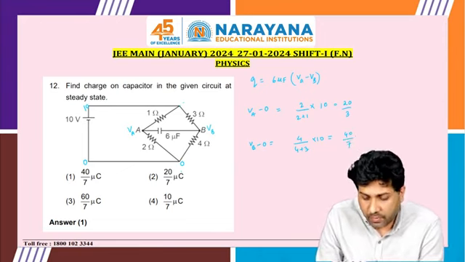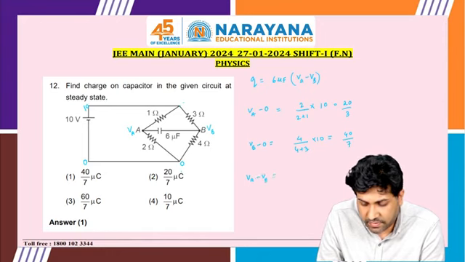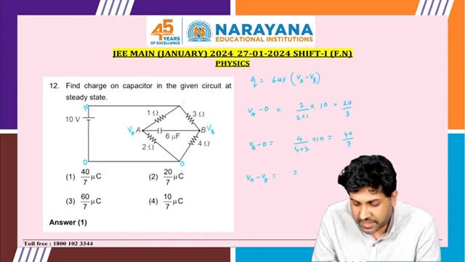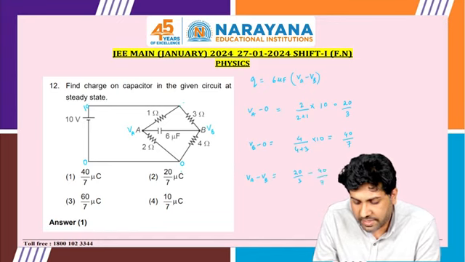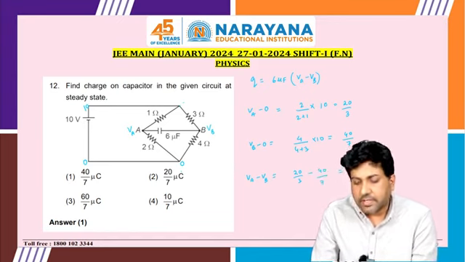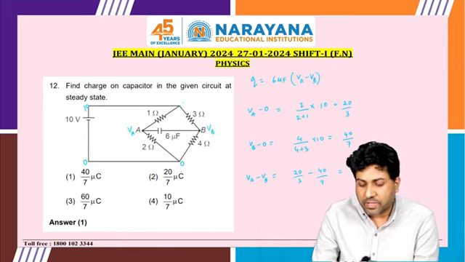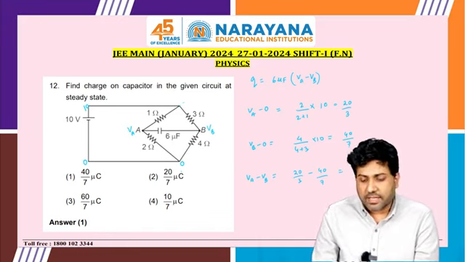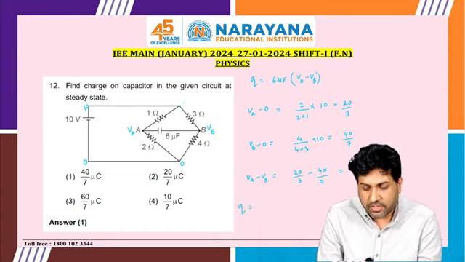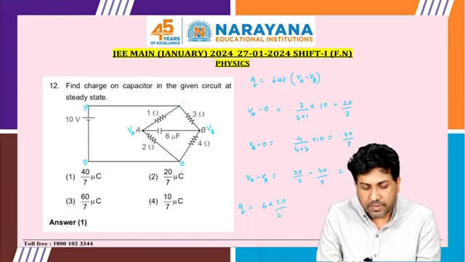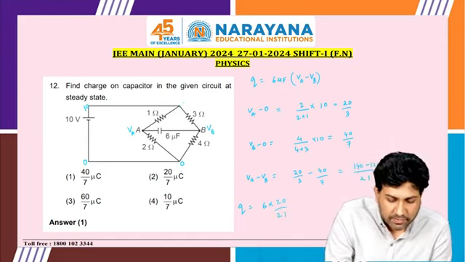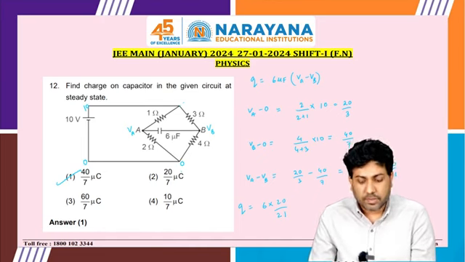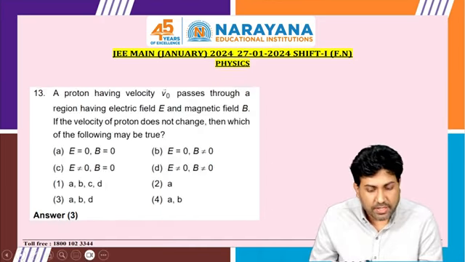Clear? So what will the potential difference VA minus VB be? It will be equal to 20 by 3 minus 40 upon 7. If you take the LCM, 21, I get 20 into 7 is 140 minus 120, that is equal to 20 upon 21. Once I get this potential difference, the charge is 6 into 20 by 21, and that will be 40 upon 7. Okay, let's move to the next question.